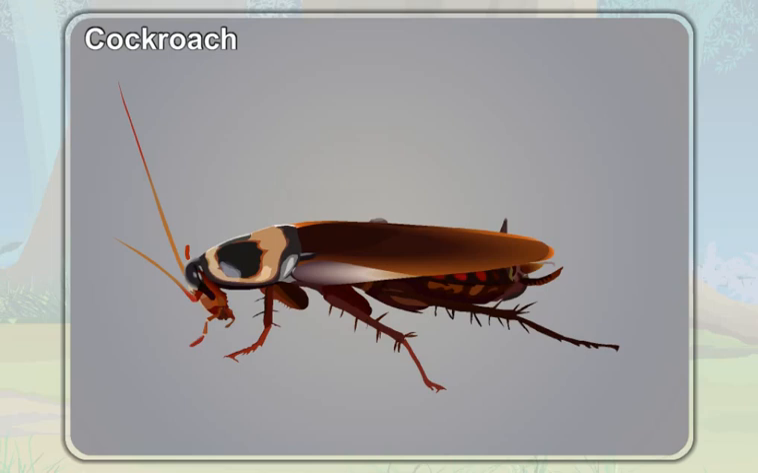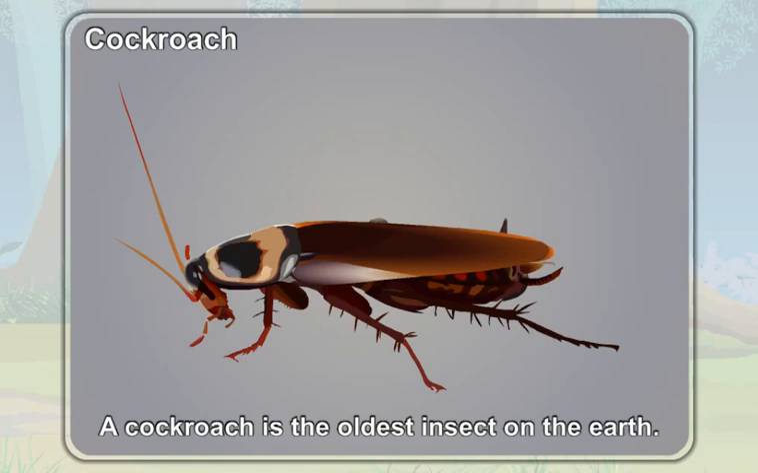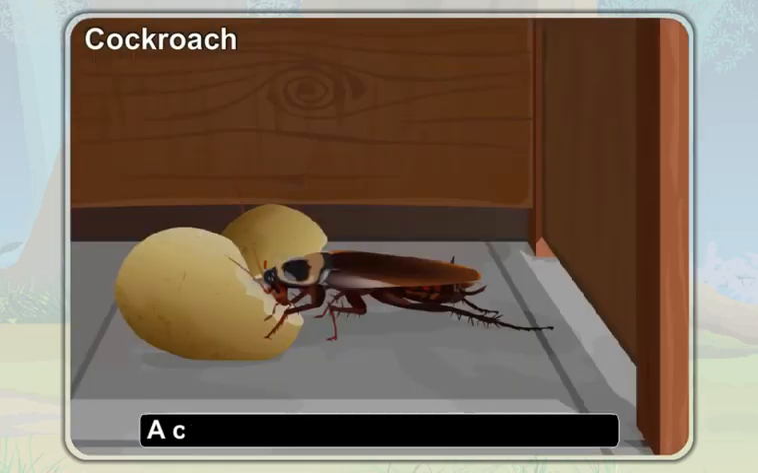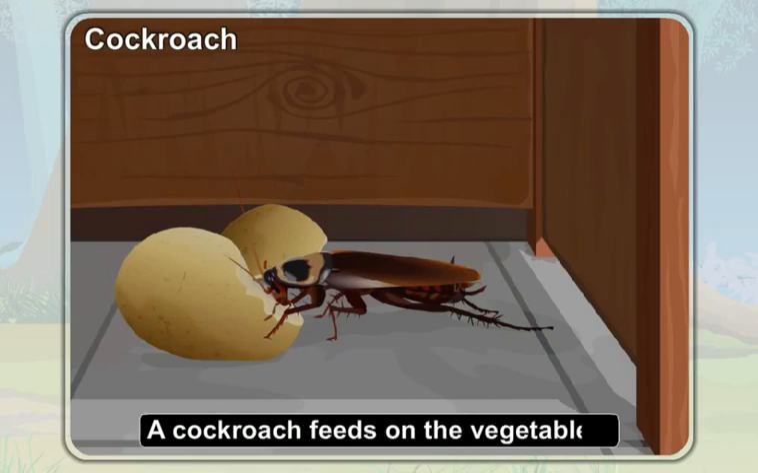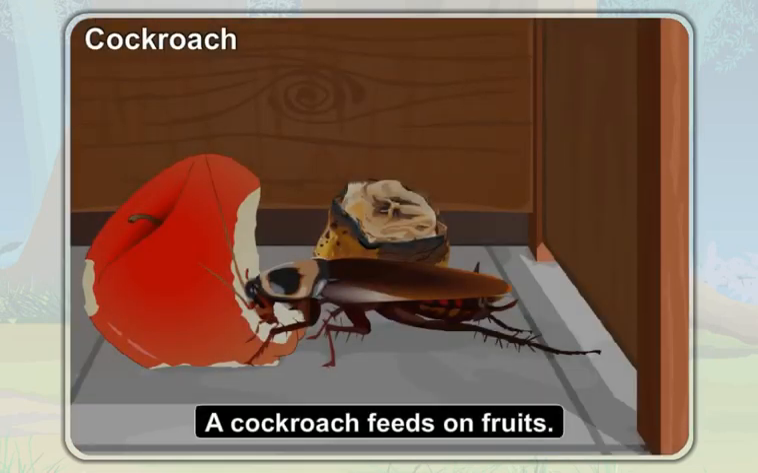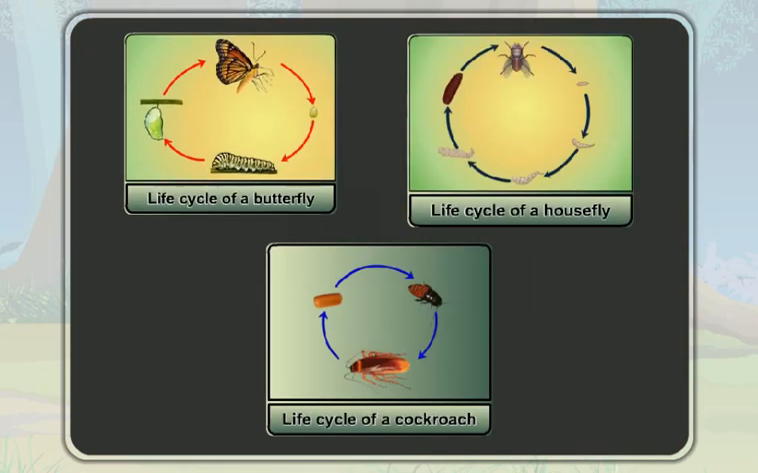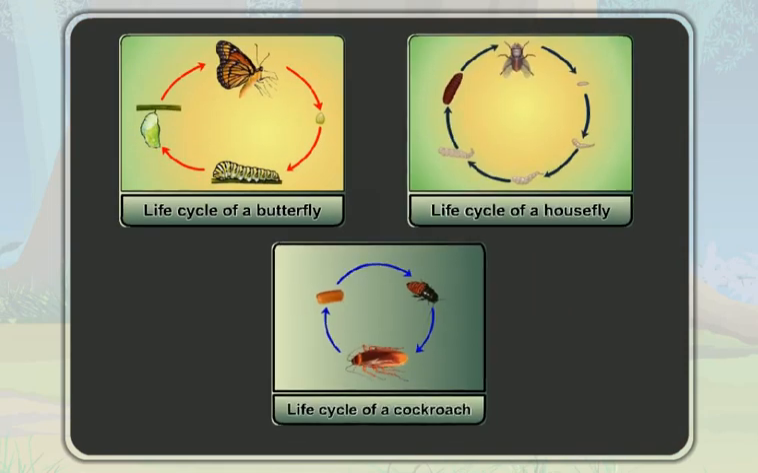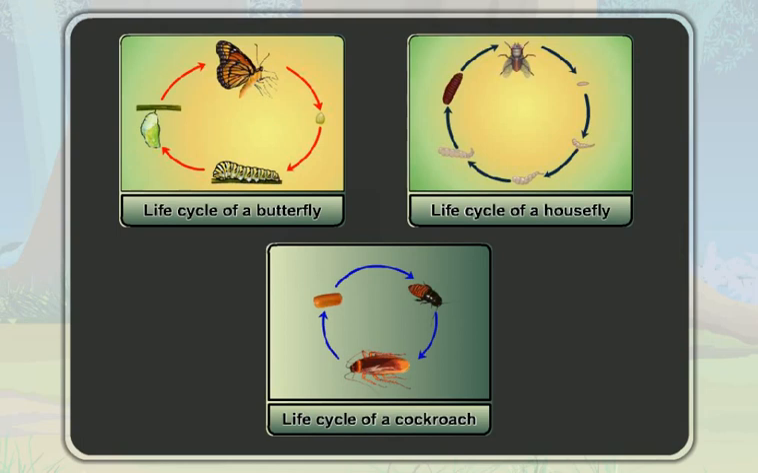A cockroach is brown in color. A cockroach is the oldest insect on the earth. A cockroach feeds on the vegetables, biscuits, and fruits. Like a butterfly and a housefly, a cockroach too has many stages in its life cycle.